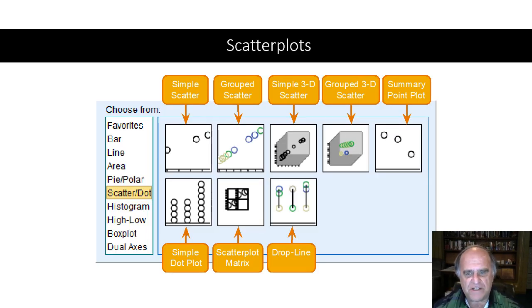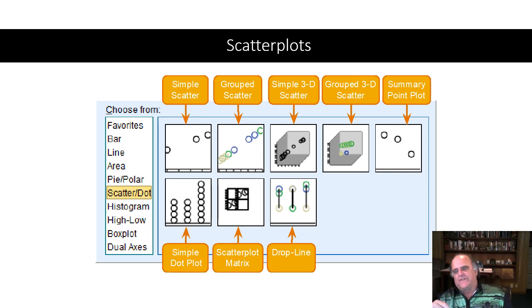So when you go to select scatter plots, again, you go into SPSS. There's a graphs option. You can go to scatter plots. You can see there's a whole host of different kinds of scatter plots you can choose, from simple scatter plots, 3D scatter plots, scatter plot matrices. So there's a lot of different choices for scatter plots.